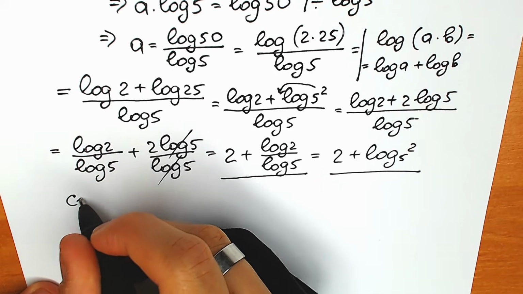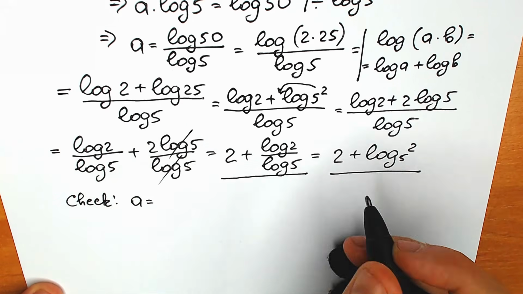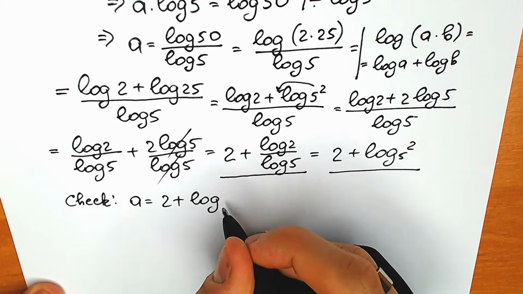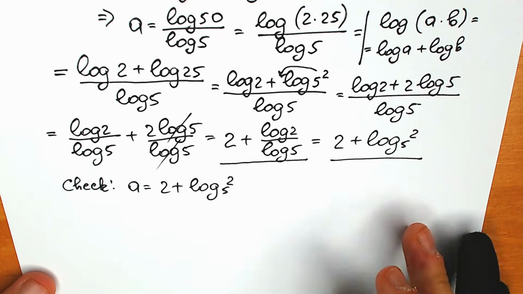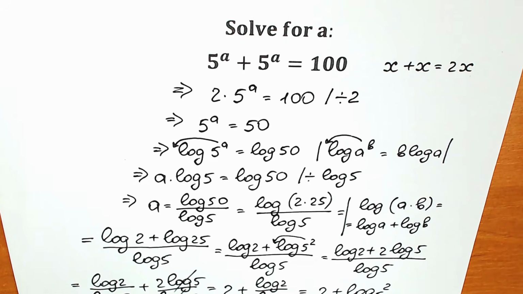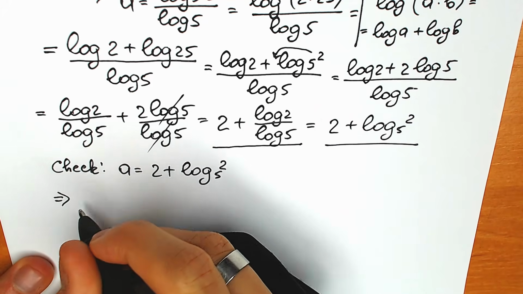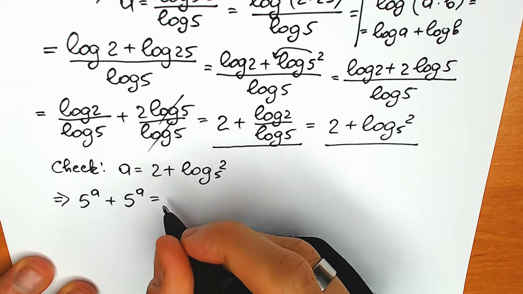So let's check it, let's prove our root. We are talking about this one, a equal to this. So we have 2 plus log 2 base 5, and let's check this root. Where do we have our equation? 5 to the a plus 5 to the a equal to 100. So we have our equation: 5 to the a plus 5 to the a equal to 100.